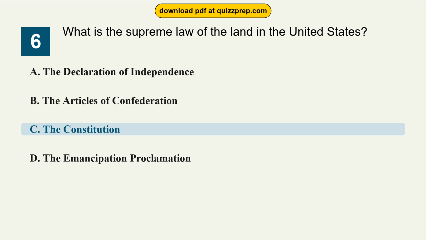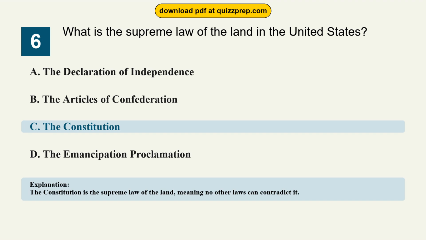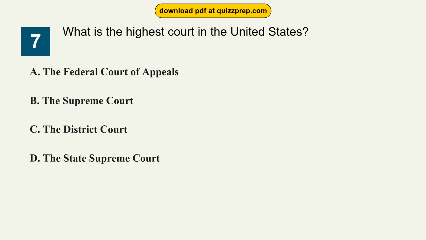The Constitution. The Constitution is the supreme law of the land, meaning no other laws can contradict it. Question 7. What is the highest court in the United States? Option A. The Federal Court of Appeals. Option B. The Supreme Court. Option C. The District Court. Option D. The State Supreme Court.